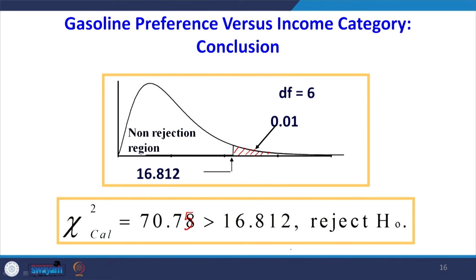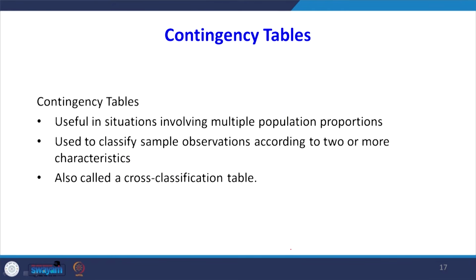Generally it is an assumption that when the level of income increases, they will go for higher quality fuel. That was the conclusion. The table which we saw previously is called the contingency table. It is useful in situations involving multiple population proportions.